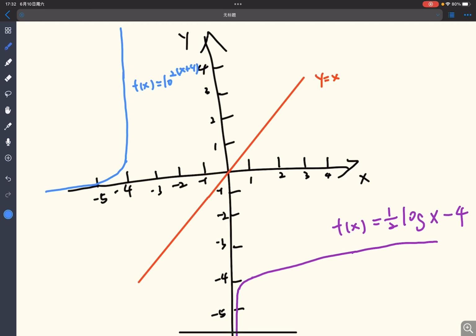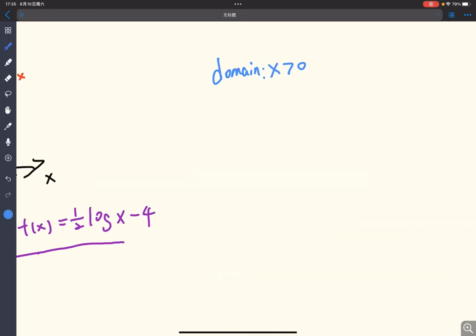Now we need to know the domain, range, and asymptote of this function. The domain of the inverse function is determined by the original function f(x). In the original function, the logarithm is defined only for positive values of x. Therefore, the domain of the inverse function of f(x) is all positive real numbers.